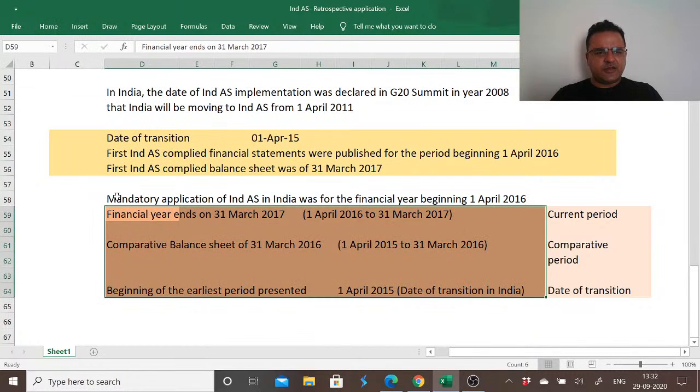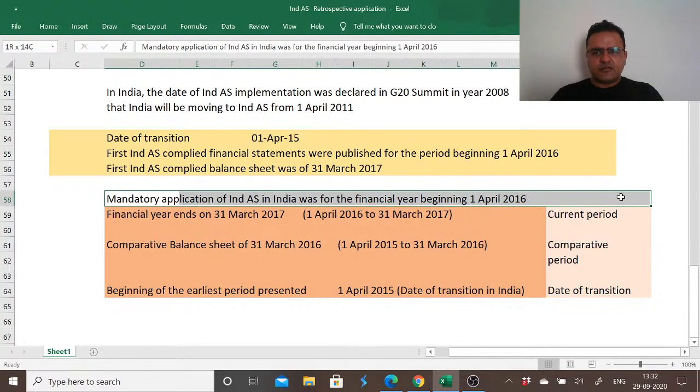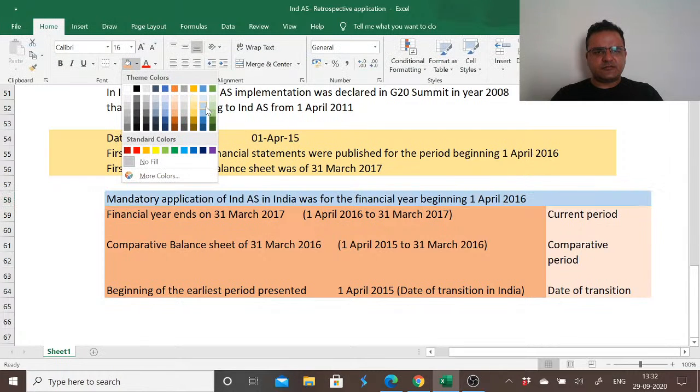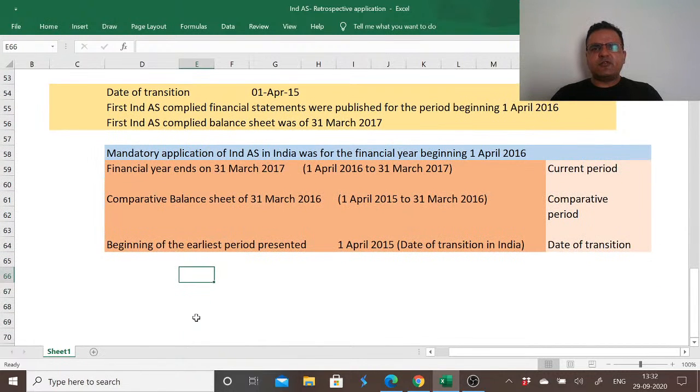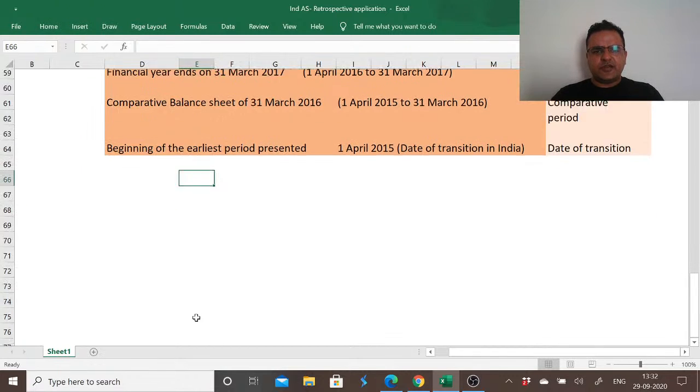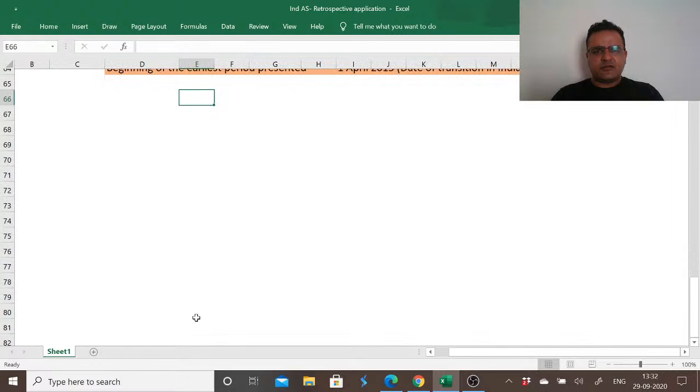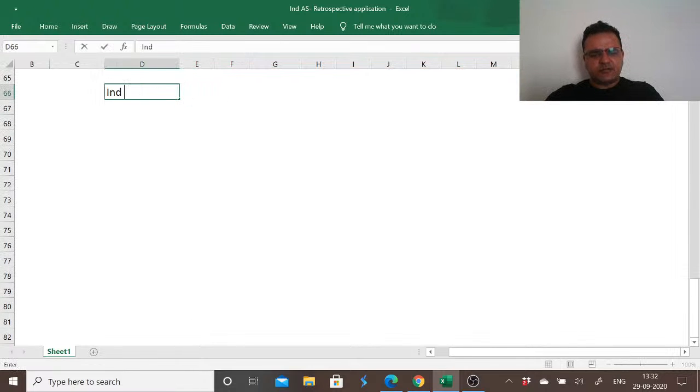The mandatory application of Ind AS in India is for the financial year beginning 1st April 16. So this is a requirement for balance sheets only. There are three balance sheets published, but as far as the income statement and statement of changes in equity are concerned, according to Ind AS 1, presentation of financial statements, the requirement is of publishing the balance sheet.